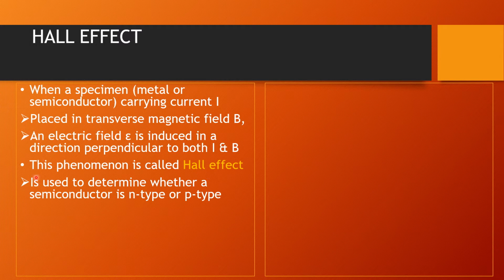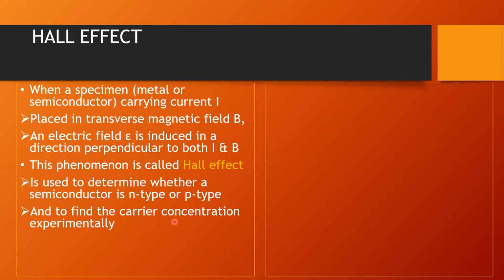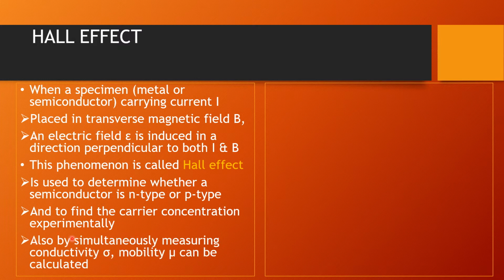It has a number of applications. It is used to determine whether a semiconductor is N-type or P-type, and to find the carrier concentration experimentally. Also, by simultaneously measuring conductivity sigma, the mobility mu of the carriers can be calculated.